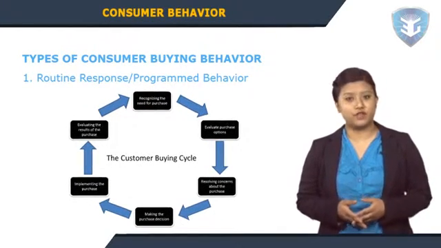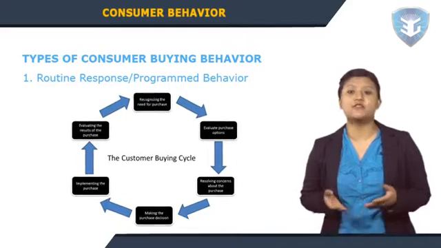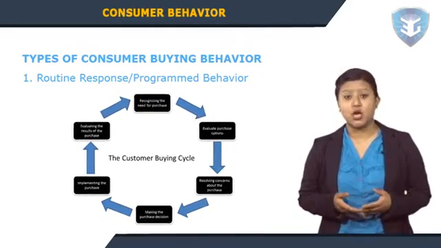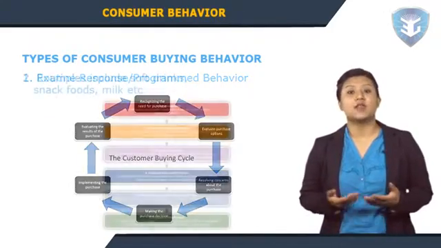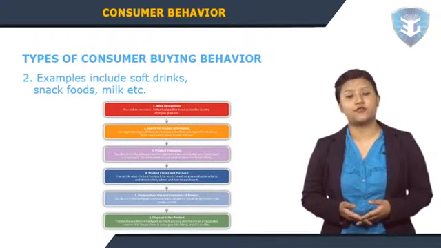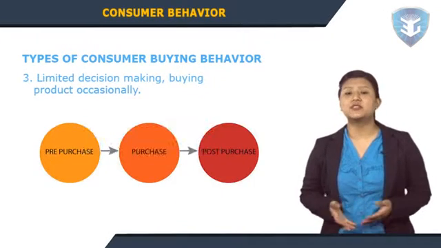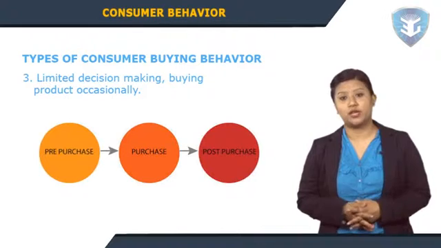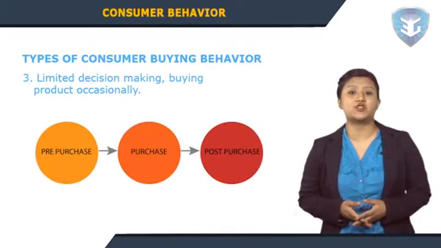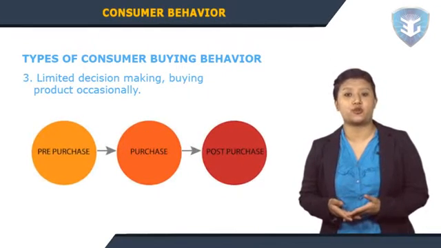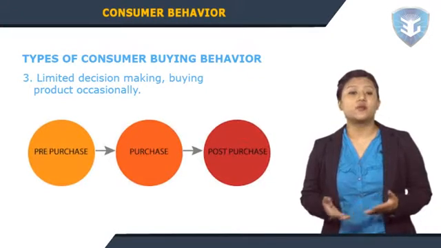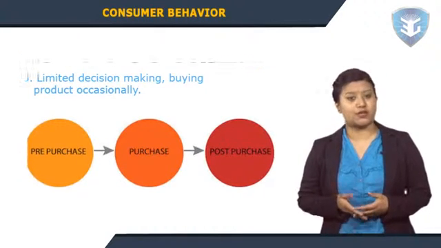Buying low involvement, frequently purchased, low cost items needs very little search and decision effort, and they are purchased almost automatically. Examples include soft drinks, snack food, milk, etc. Limited decision making is buying a product occasionally, when one needs to obtain information about an unfamiliar brand in a familiar product category. It perhaps requires a moderate amount of time for information gathering.